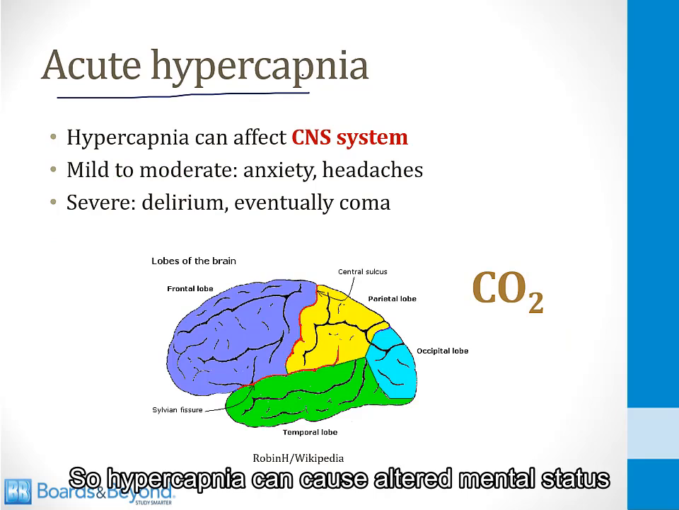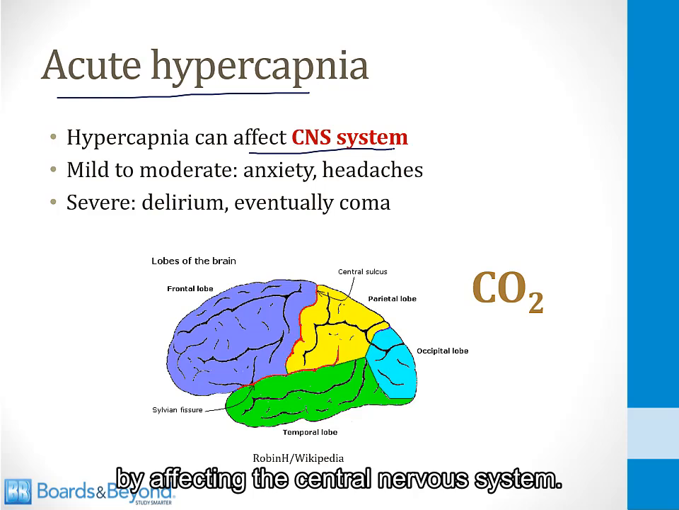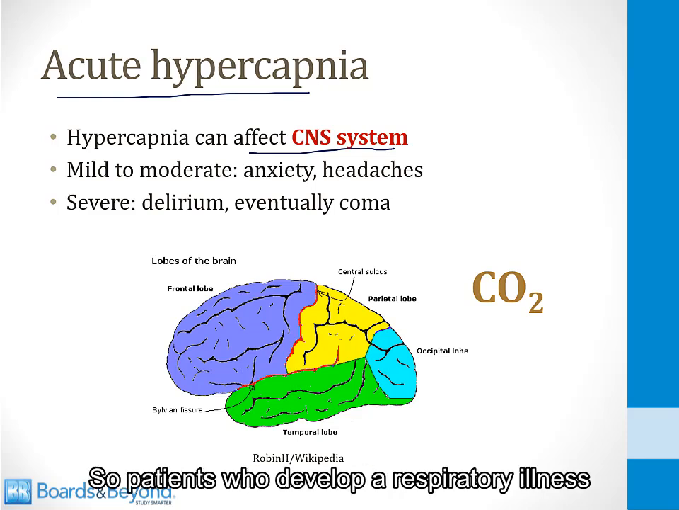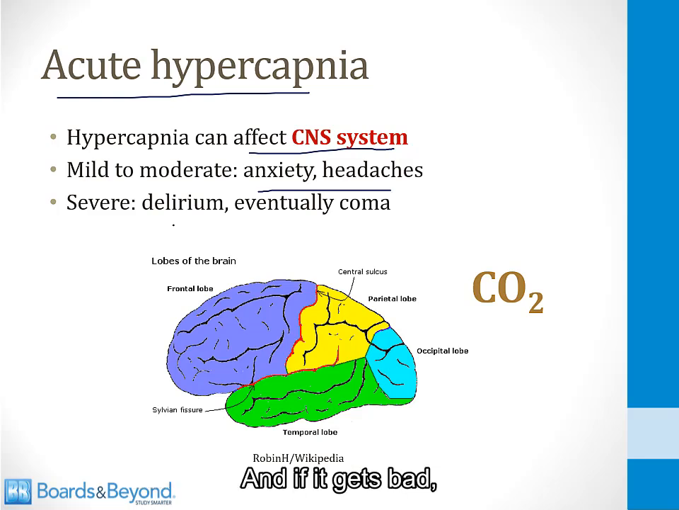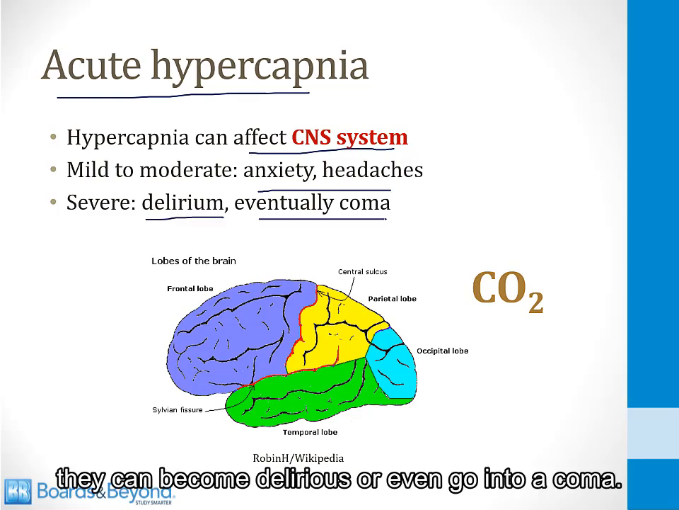And I'll finish with this slide and talk about acute hypercapnia. So hypercapnia can cause altered mental status by affecting the central nervous system. So patients who develop a respiratory illness and acutely raise their CO2 level can develop anxiety and headaches, and if it gets bad, they can become delirious or even go into a coma.